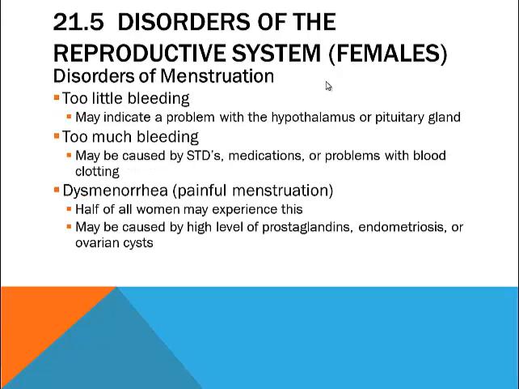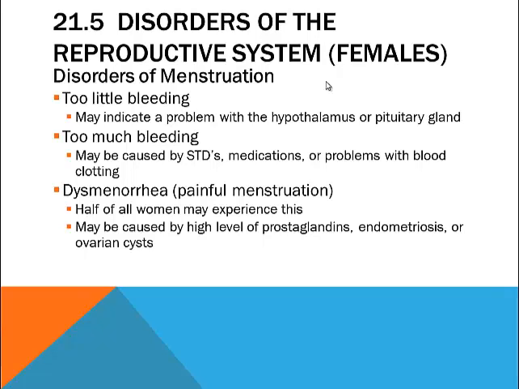Our next female reproductive system disorders are known as menstruation disorders. Most cycles occur every 21 to 35 days, with 3 to 10 days of bleeding and a blood loss of approximately 30 to 40 milliliters. Too little bleeding may indicate a problem with the hypothalamus or the pituitary gland. It is also seen in young women with strenuous athletic training who have very low levels of body fat. Too much bleeding is going to result from an STD, or sexually transmitted disease, different medications, or problems with blood clotting such as hemophilia.